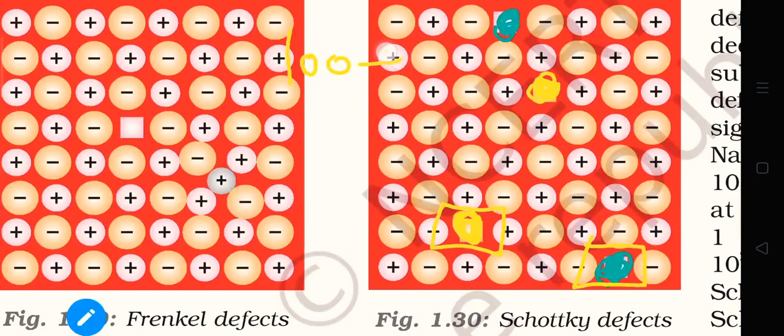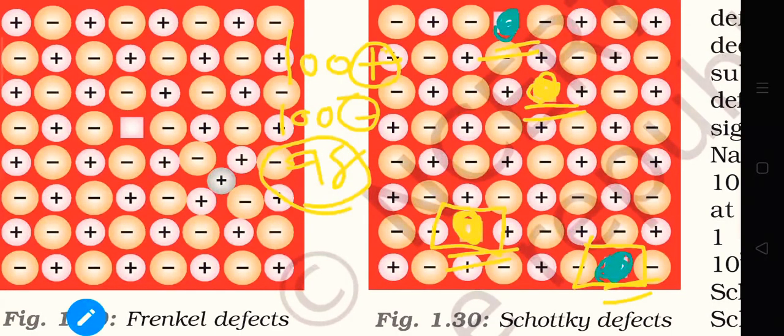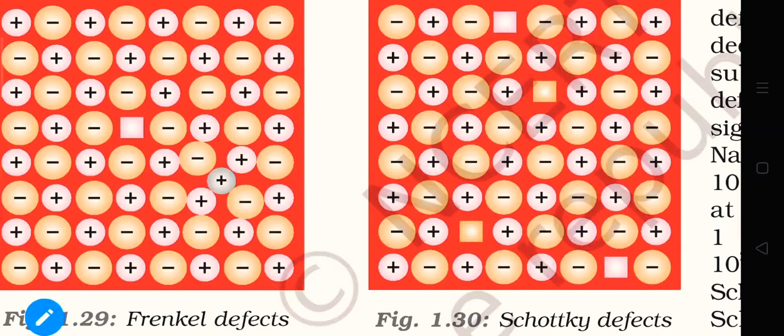Let us say initially we have 100 positive and 100 negative ions. So the total positive charge is plus 100 and the total negative charge is minus 100. Now we removed two positive and two negative ions and created vacancy defects at their original sites. Now we have 98 positive and 98 negative ions, but the total positive and negative charge remains balanced, so neutrality is maintained. That's why no change in charge will be observed.